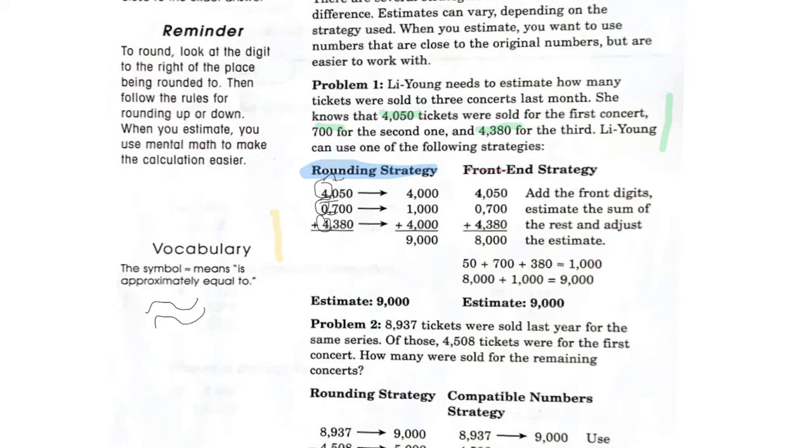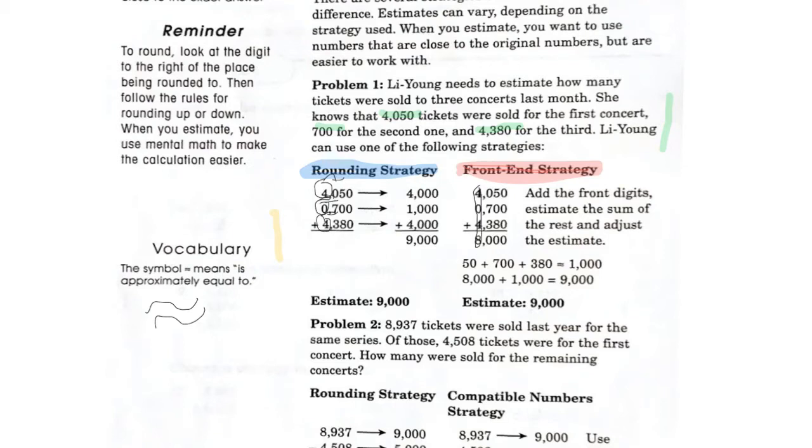The next one is called front end strategy. Now, with this one, it's a little bit different method. You may or may not have seen it before, but you have to follow the steps. It says add the front digits. So we have 4 plus 0 plus 4. We're adding these right here. 4 plus 0 plus 4 equals 8.